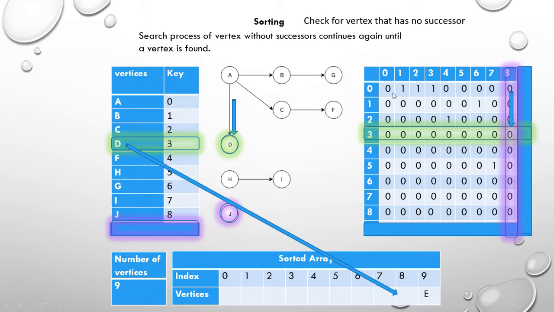We are going to move through the rows, like row 1 has 1, which means that it has successors, same as 1, same as 2, but 3 has 0 0, as you can see, which means 3, which is D over here, has no successor. As you can see, D has no successor, so we are going to move that D over here, then delete it.